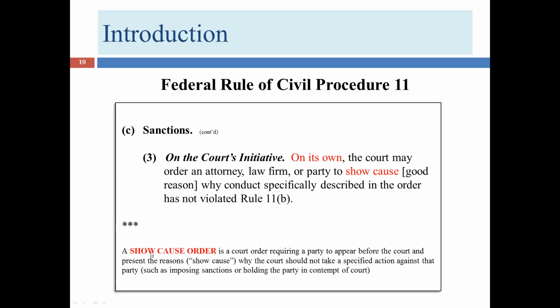So here's a little definition of a show cause order. When you see the word order, think of it as a court order. This is something that the court is ordering. So the court in this situation is saying, I am ordering you, a party to the lawsuit, to show cause, to explain why you did what you did. A show cause order is a court order requiring a party to appear before the court, in other words, there's a hearing, and present the reasons why the court should not take a specified action against the party.